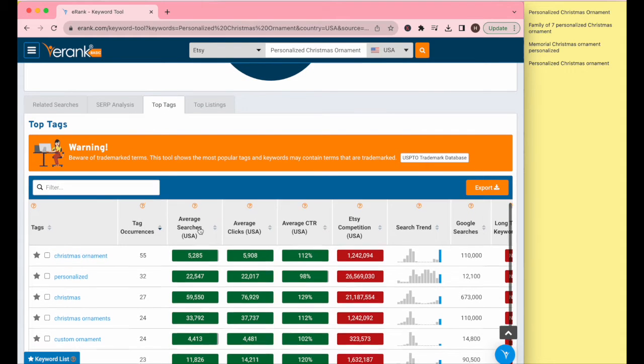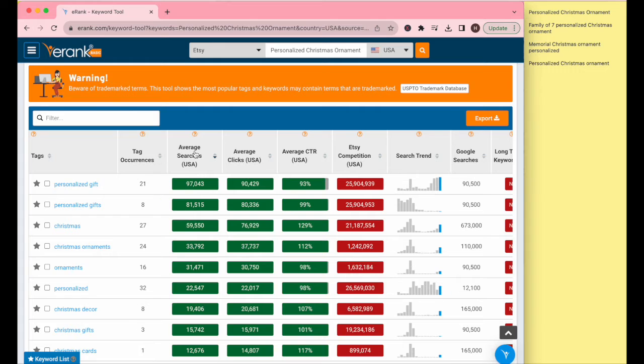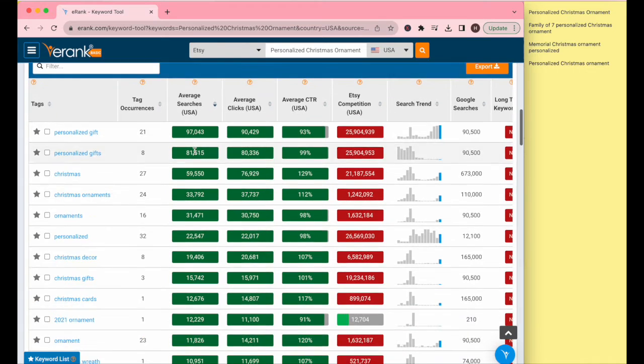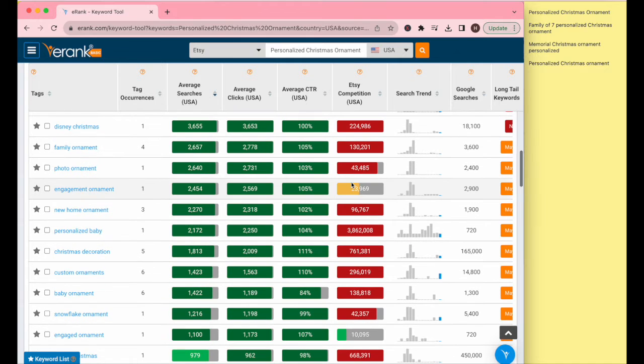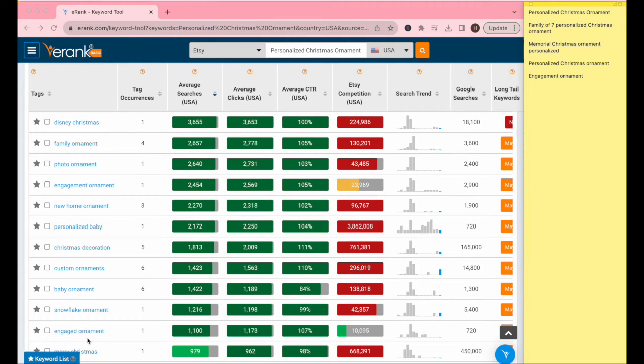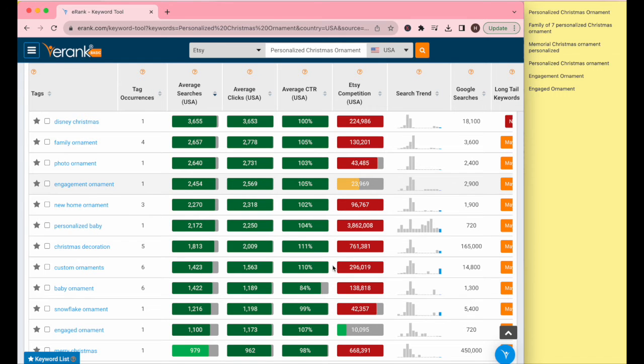So then I spend a lot of time here in my top tags. And I filter by searches. And then I kind of try to go down. I always look at anything that has high search, lower competition. So I would definitely put engagement ornament. This doesn't mean I don't make a new home ornament or other things. I just am really looking, like obviously here's another engaged ornament. So those are something that I really want to think about because a lot of people are already searching for this. You know, this is average monthly searches. So people are searching engagement ornament, but not as many people have offered.